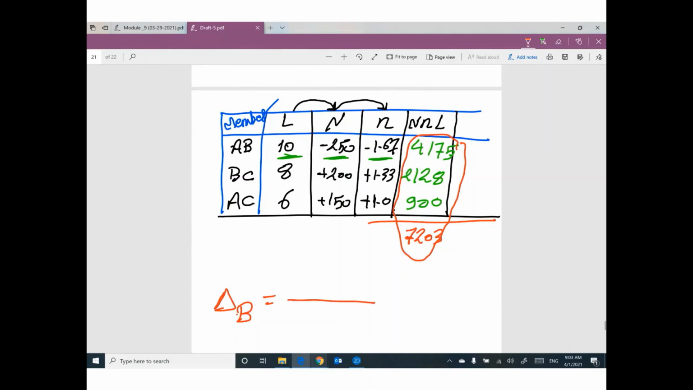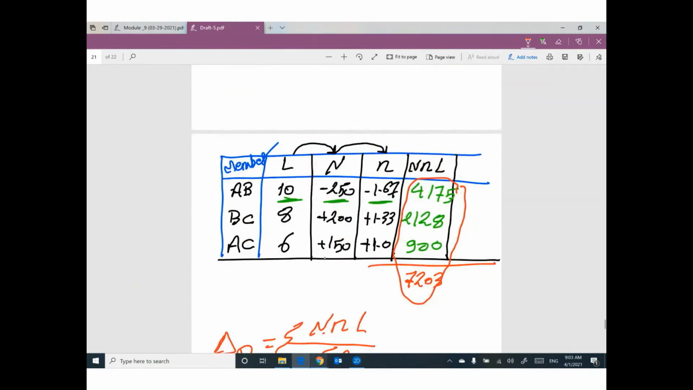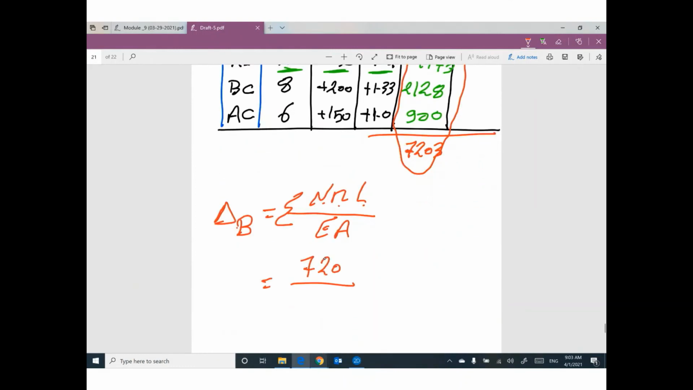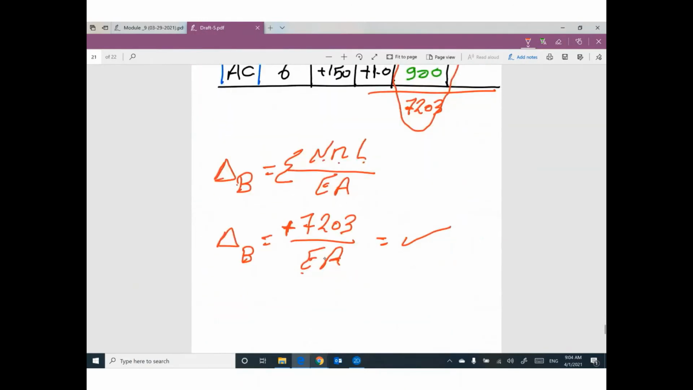Your deflection at B equals summation N n L over EA. The numerator, summation N n L, will be 7,203, divided by EA. If EA is given in the problem, I can get you the final number. And your deflection at B is positive. What does it mean? I assumed the correct direction of the unit load, which is going down. So your deflection will go down. Correct assumption.